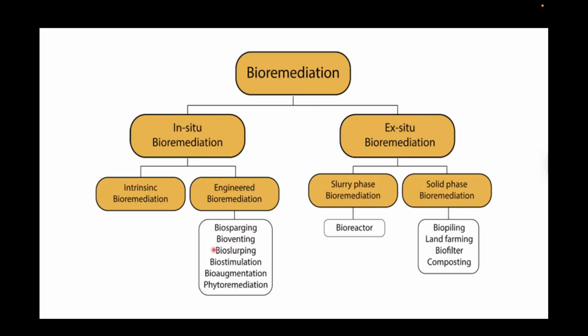Biosparging, bioventing, bioslurping, biostimulation is an engineered bioremediation because we are adding nutrients from external sources. Bioaugmentation, we are adding microorganisms from external sources, and phytoremediation. All these are in situ engineered bioremediation techniques. In ex situ bioremediation, we have slurry phase bioremediation, which is a bioreactor like the activated sludge, and the solid phase bioremediation: biopiling, land farming, biofilter, and composting.